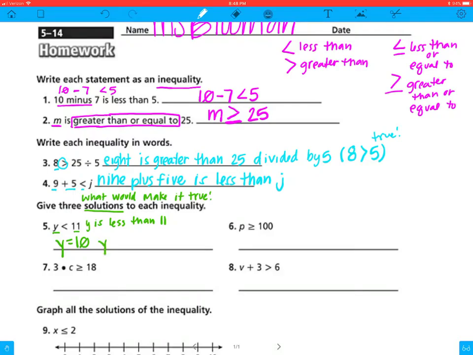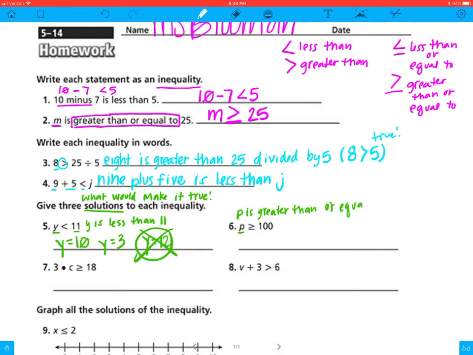So y can be equal to 10. 10 is less than 11. Y can be equal to 3. 3 is less than 11. Y being equal to 12 is not going to happen. 12 is not less than 11. I could also use the number 9. That would work too. For number 6, p is greater than or equal to 100.